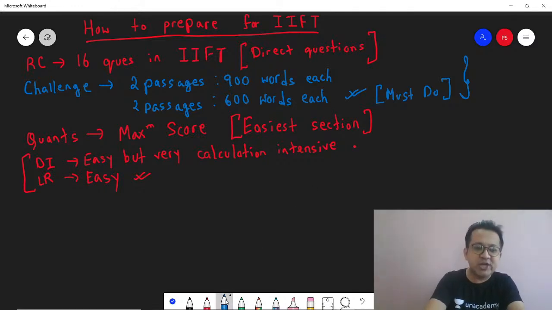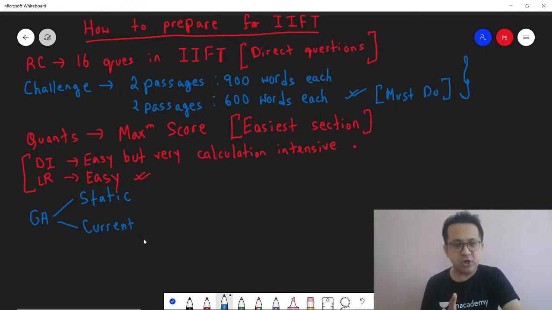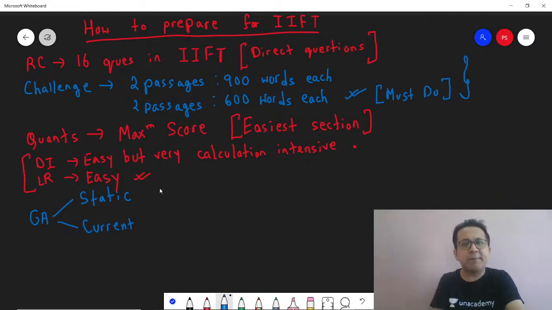Next would be general awareness. Now, general awareness is basically twofold in the IIFT. First is static, next is current affairs. With just 4 weeks to go before your IIFT exam, you cannot be doing too much static GK. What is static GK? Where is the origin of the river Yamuna could be a static GK. Whether you give the answer today or 5 years later, the answer is going to be the same. Current affairs is where you've got to focus.